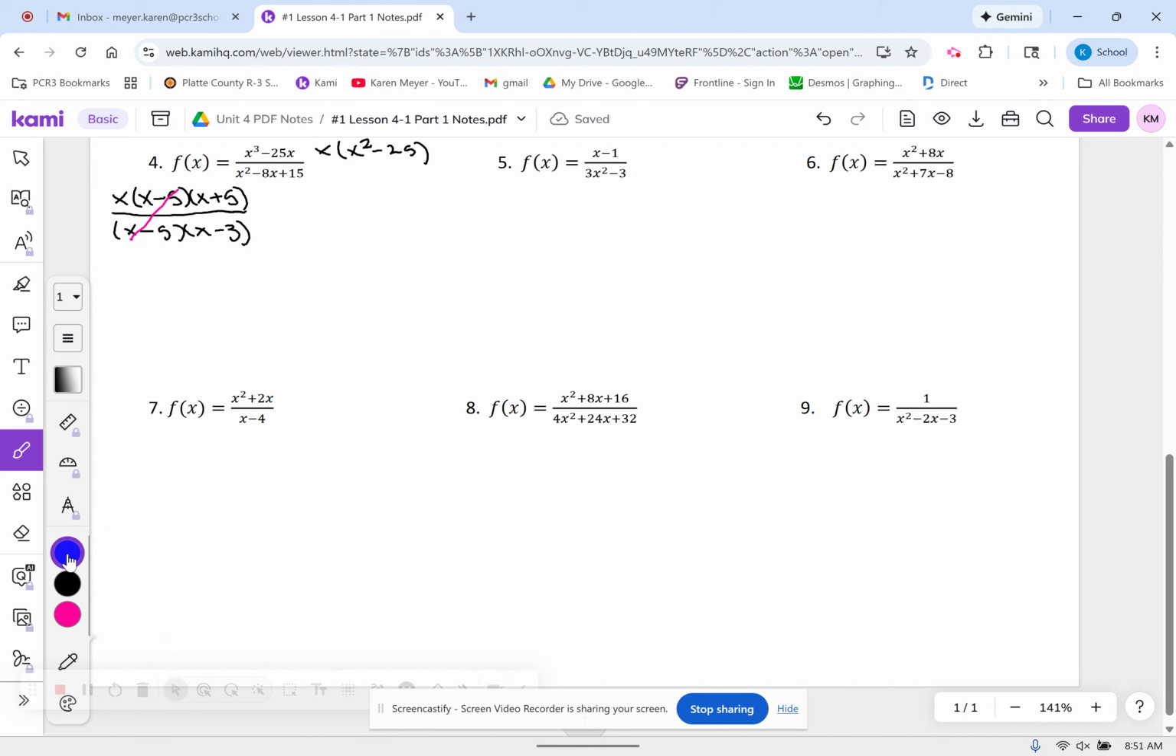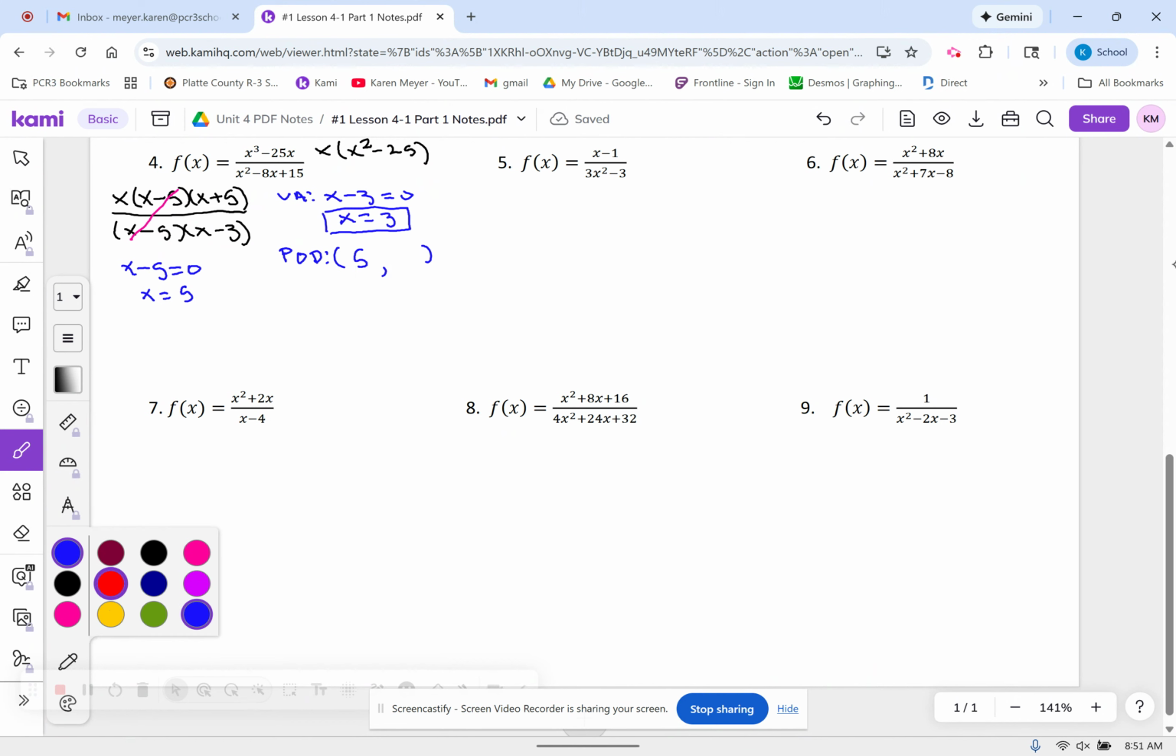For the vertical asymptote, I will look at what I have left on the bottom. So for the VA, I would say X minus 3 equals 0. So X equals +3. Okay, so for my POD, what canceled out? Well, x minus 5 canceled out. So if I set that equal to 0, I get x equals positive 5. So that is the x value of my POD.